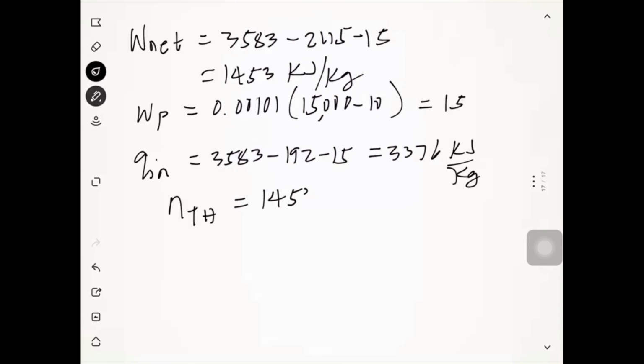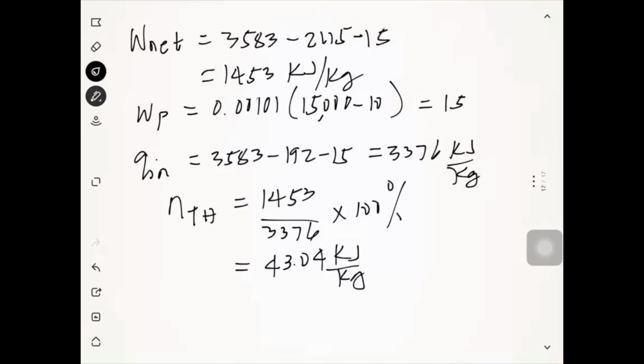Okay, and our Qin would be 3583 minus 192 minus 15. This is 3376 kilojoule per kilogram, and our efficiency would be 1453 over 3376 times 100%. This would be 43.04%.